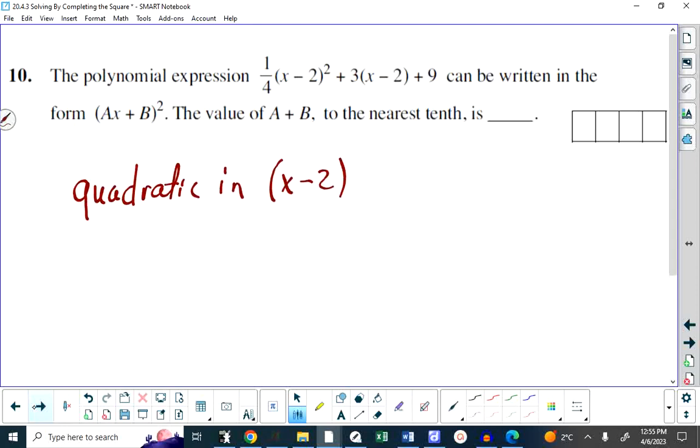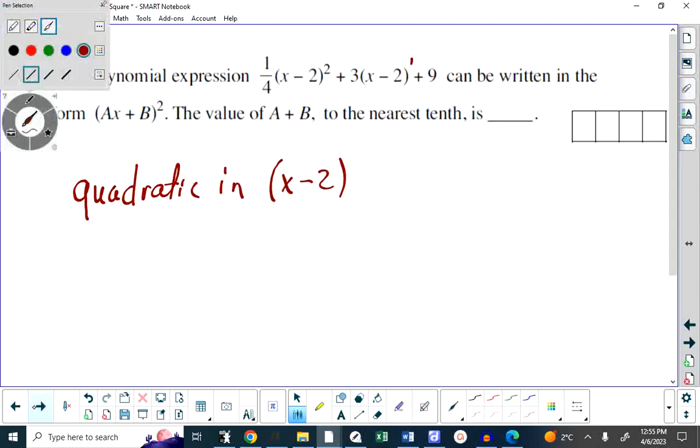Would you agree it's quadratic in x minus 2? Which means the first term contains x minus 2 squared, the second term contains x minus 2 to the 1, and the last term contains no x minus 2's. That's one of the things that makes it difficult: it's not quadratic in x. But the other thing is the coefficient of the first term is not 1, right?